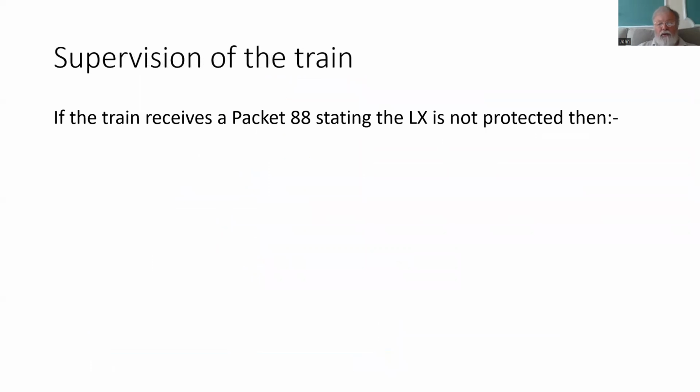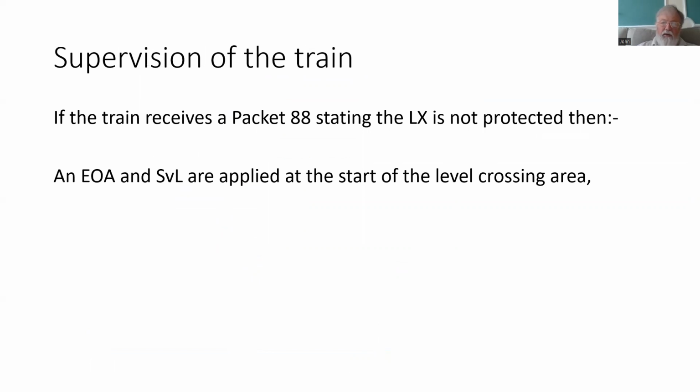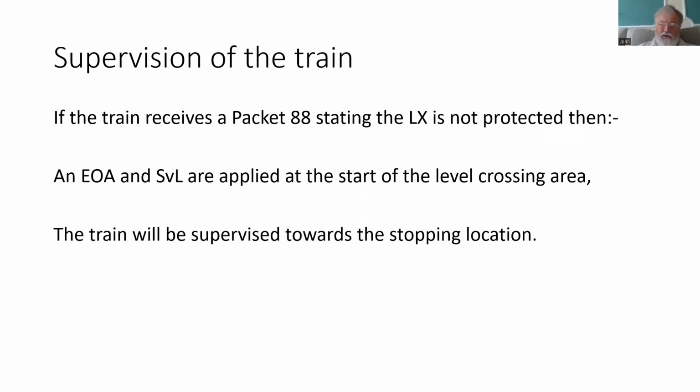So if the train receives a packet 88 stating that the level crossing is not protected, it will automatically apply an end of authority and supervised location at the start of the level crossing area, and it will start to supervise the train towards that stopping location. As far as the driver is concerned, it could be any normal end of authority.